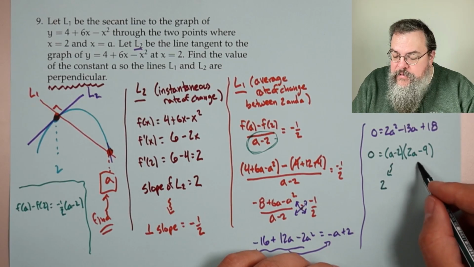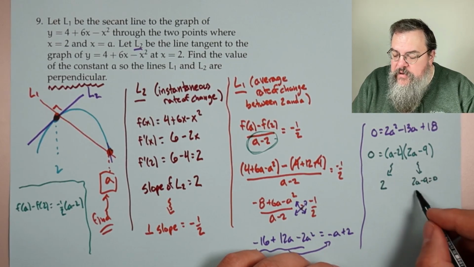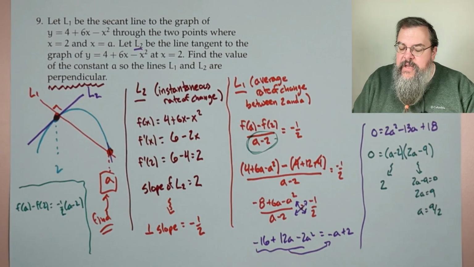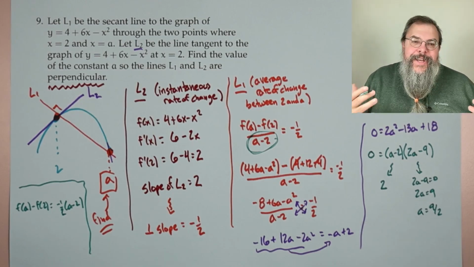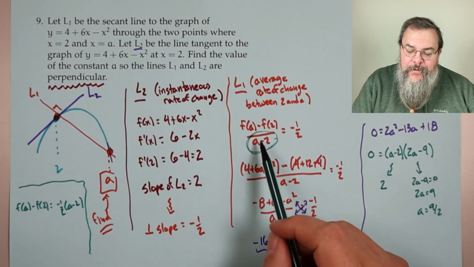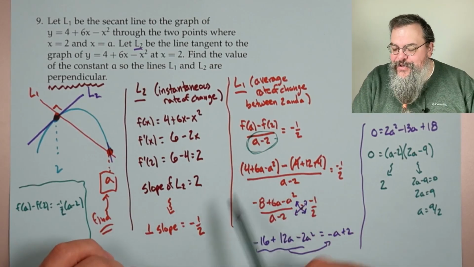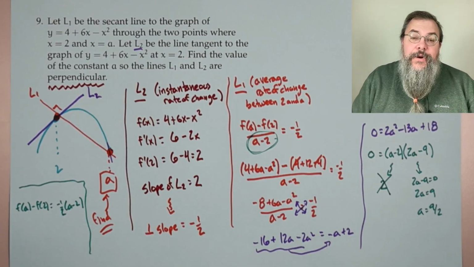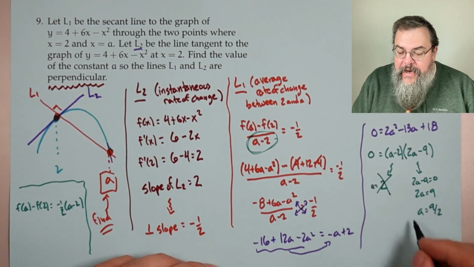Well, that says you have either a minus 2 or 2a minus 9 equals 0. That's 2a equals 9. That's a equals 9 halves. Is 2 correct? No, it can't be correct, because you can't do an average rate of change from 2 to 2. So it can't be 2. Well, that leaves us with just our one possibility, and that was 9 halves.